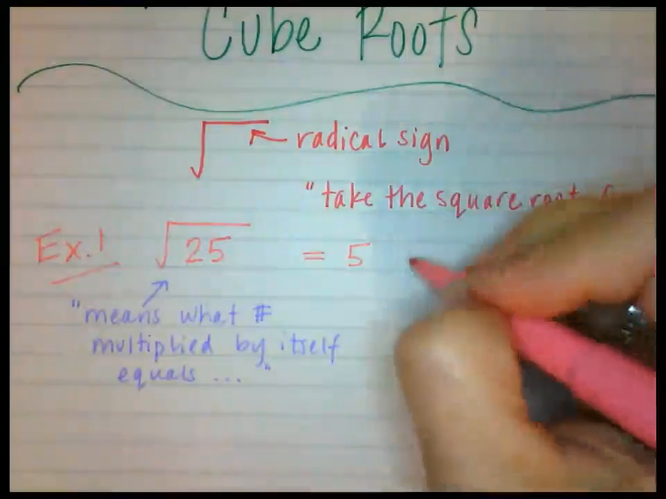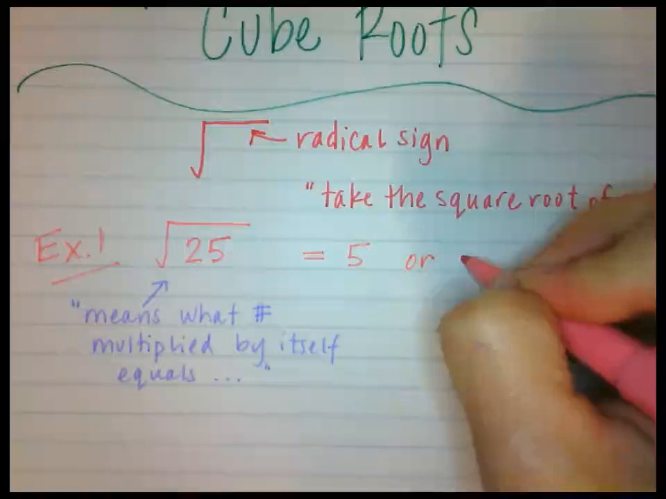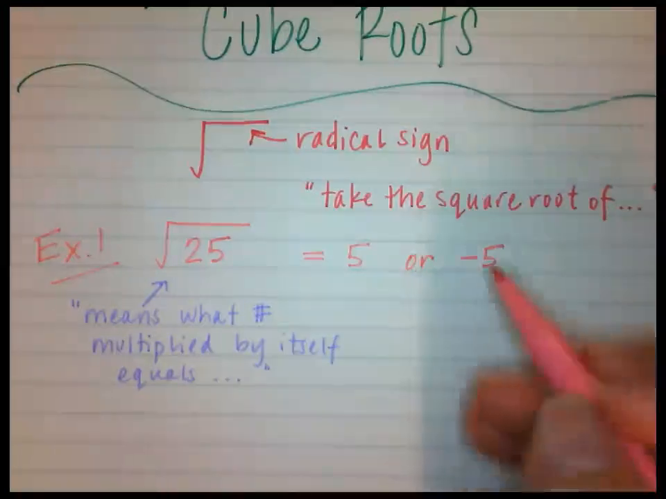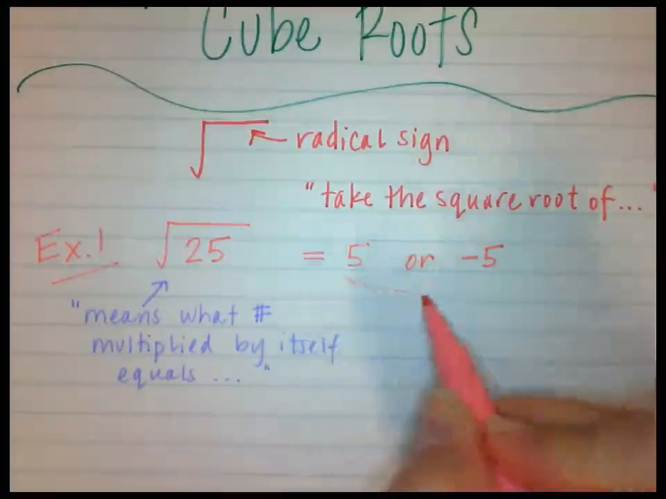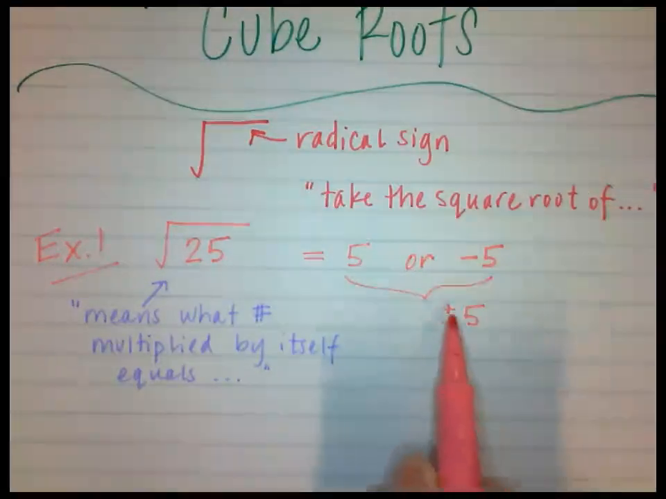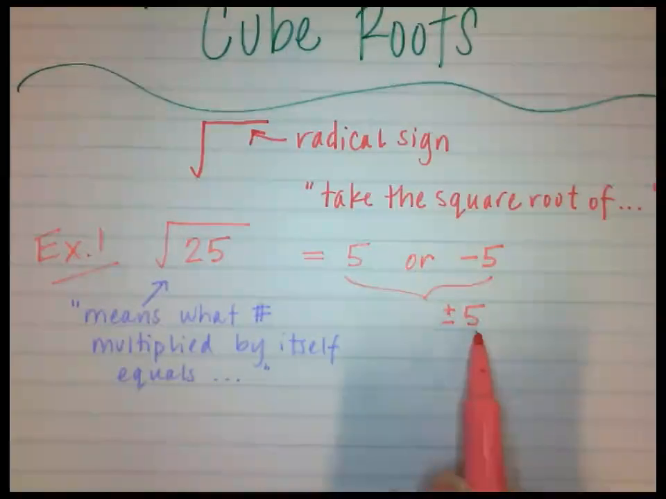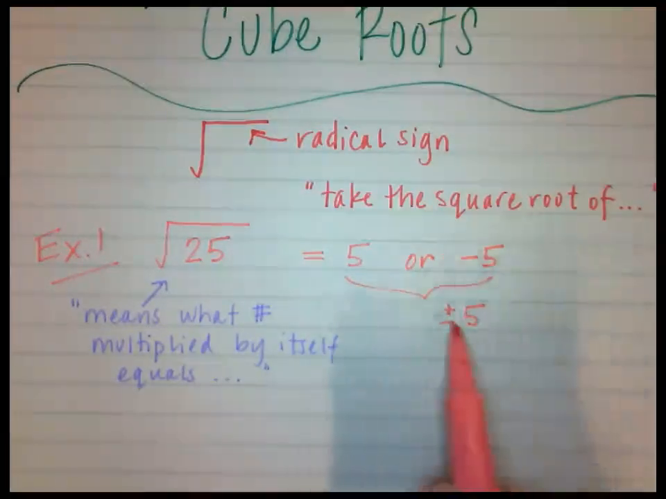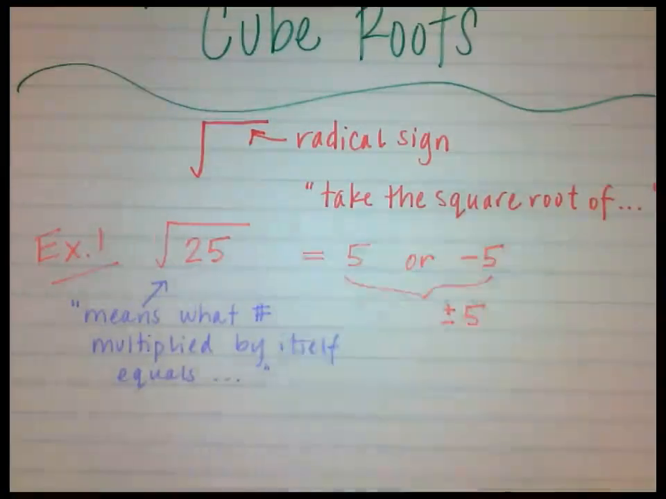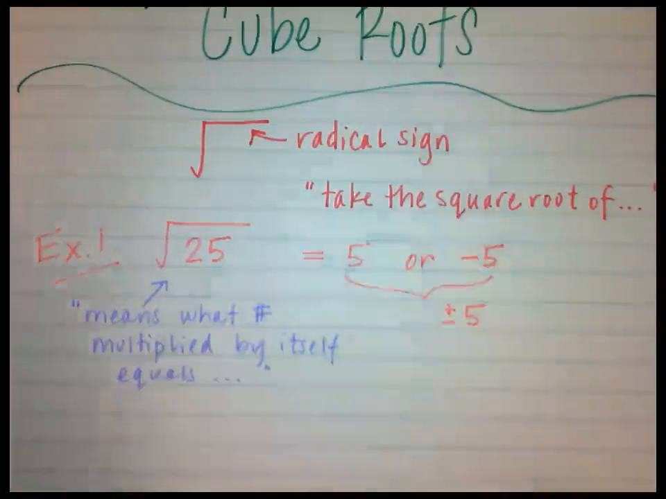However, don't forget that if we multiplied negative 5 by itself, we would also get 25. So, I'm going to show you a symbol. We could write our answer like this, or this symbol right here says positive or negative 5. This is plus or minus. So this is saying that it can be a positive 5 or it can be a negative 5. Both of those ways of writing it mean the same thing, and both of them are acceptable answers.